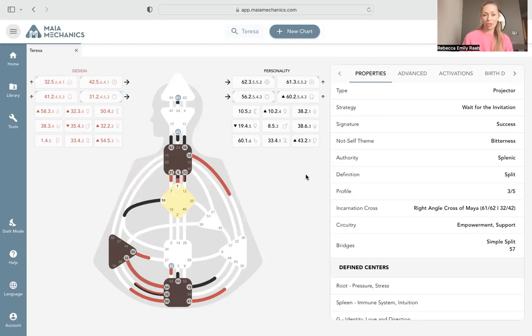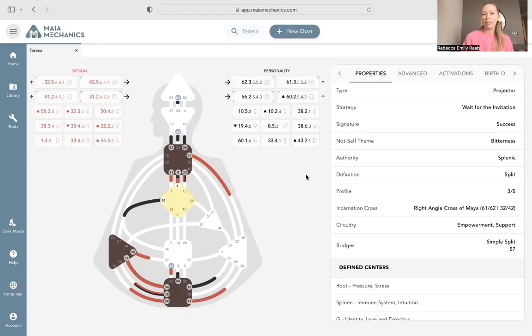I will then be looking into your not self. So this is where your conditioning lies, your challenges, your vulnerabilities, your defense mechanisms. But it's also where your wisdom can lie, your lessons in life, and the permissions that you can gain from these centers. So that will be looking into the white open spaces within your chart.